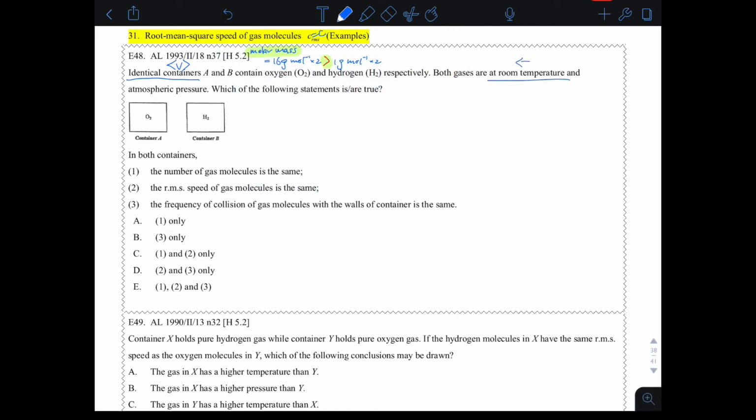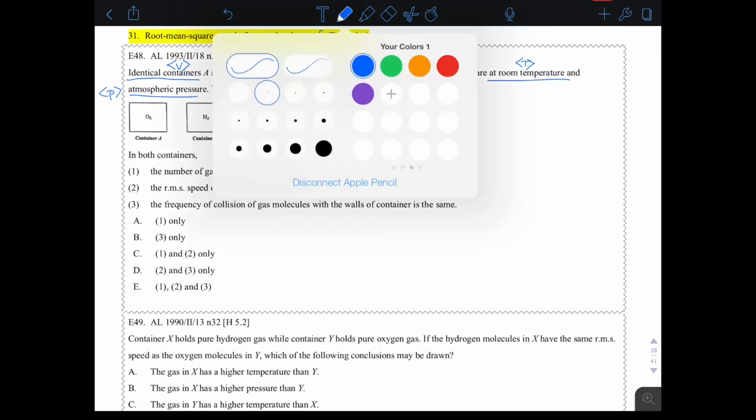And then both gases are at room temperature. That means they share the same temperature and the same atmospheric pressure. Which one is true? The number of moles of gas molecules is the same. Then we want to know n, so we rearrange to make n the subject. Then n will be equal to PV over RT, because PV equals nRT.